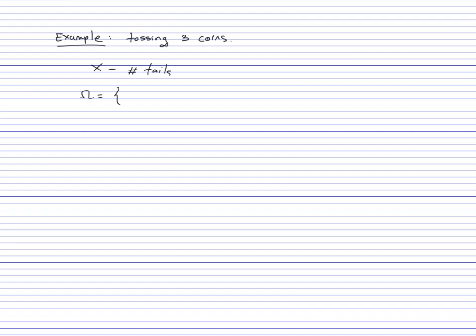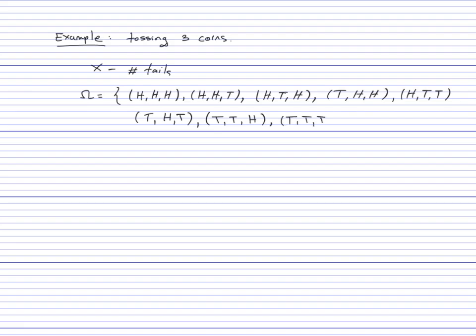So let me start. It can be heads, heads, heads, or maybe heads, heads, tails, or maybe heads, tails, heads, or maybe tails, heads, heads. Now we can add one more tail. So suppose that it's heads, tails, tails, and then it can also be tails, heads, tails. It can also be tails, tails, heads, and the last one, tails, tails, tails.